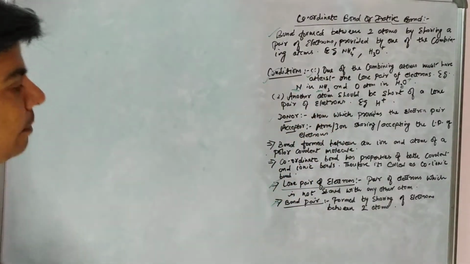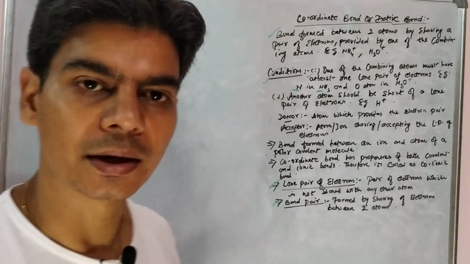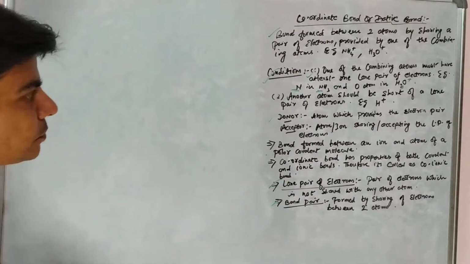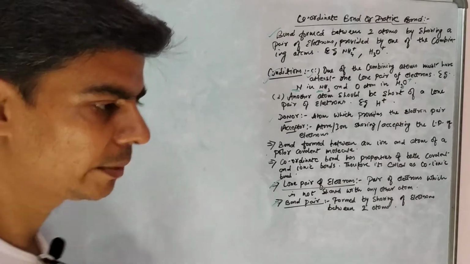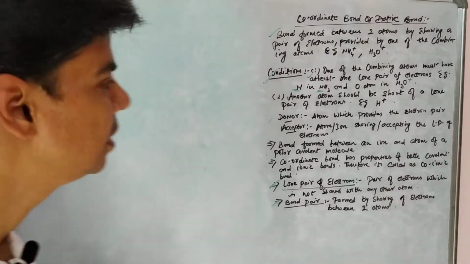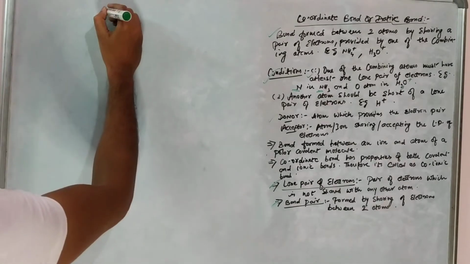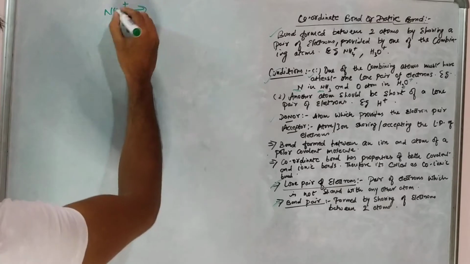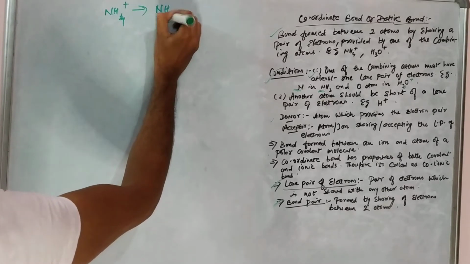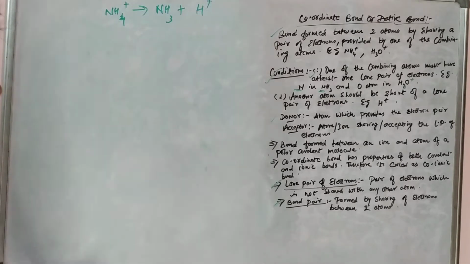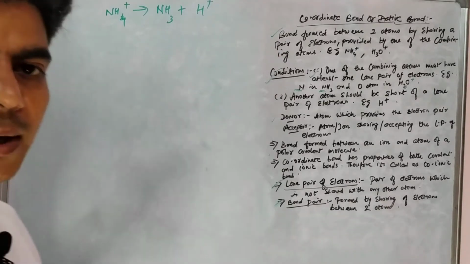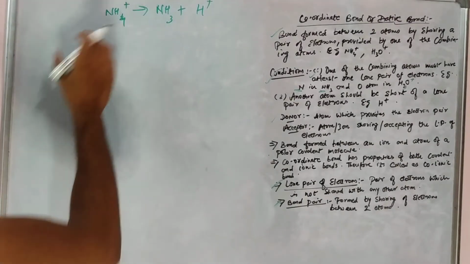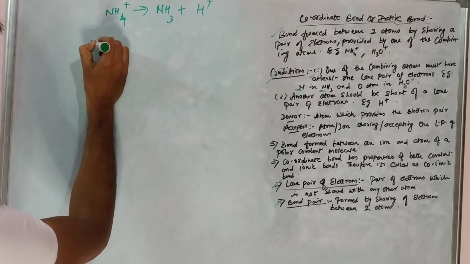So we'll just take the example of ammonium ion formation. The ammonium ion has a coordinate bond. Let's see the formation of the coordinate bond. We know that the ammonium ion has a positive charge, and the ammonium ion gets formed when a proton, which we also call a hydrogen ion, combines with an ammonia molecule. It forms the ammonium ion. Now let's quickly see how it works.